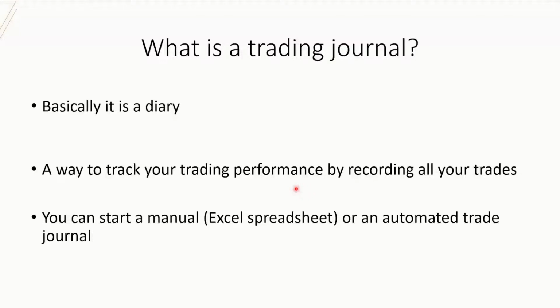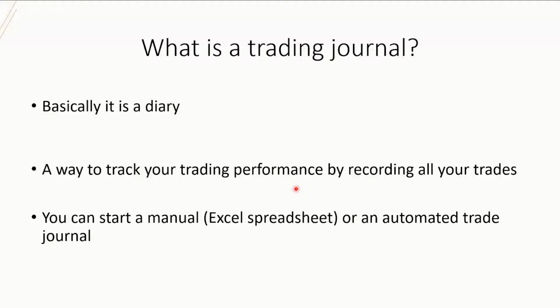Simply put, it's a diary that tracks your trading performance, right? And how do you do it? By recording every single trade that you place, whether it's a long trade or short trade, whether you close it out for break even or it's a winner or a loser, every single trade has to be recorded. And you can use either a manual trading journal, which is basically an Excel spreadsheet, or you can use an automated journal, which are available online.